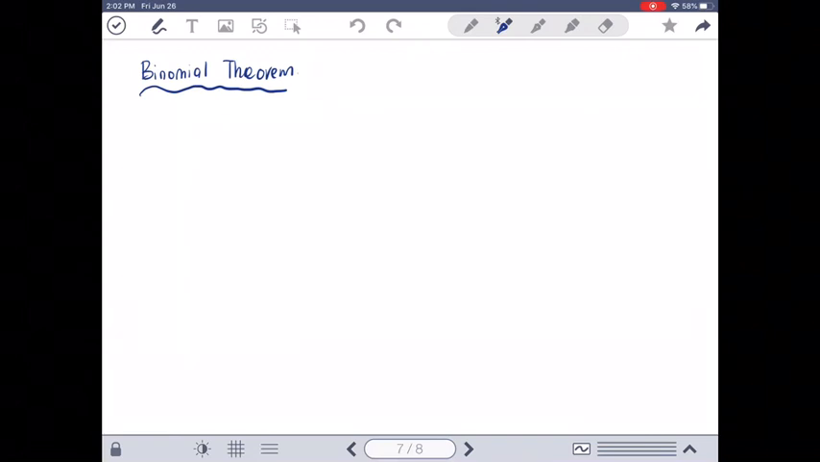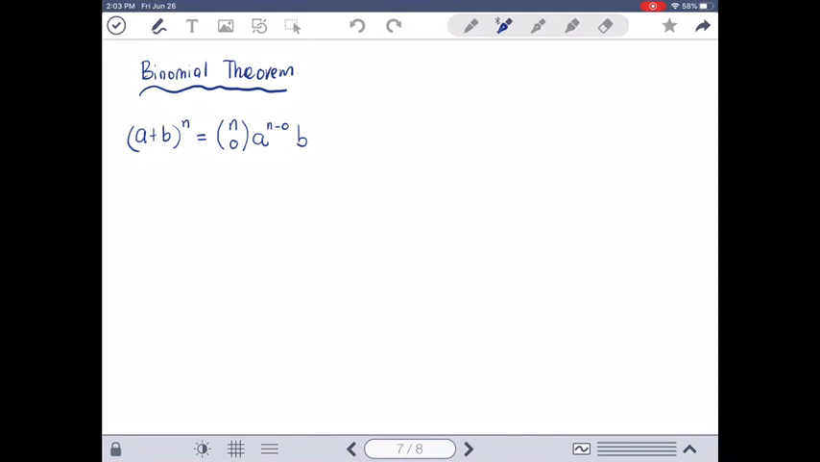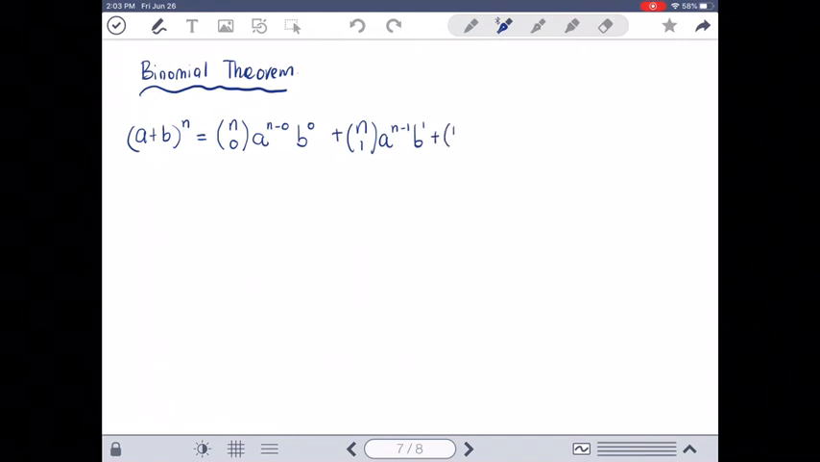Now we are going to have a look at the binomial theorem. The binomial theorem states that if we want to expand a binomial, say (a plus b) to the power of n, this is just equal to, start with nC0, a to the power of n minus 0, b to the power of 0, plus nC1, a to the power of n minus 1, b to the power of 1, plus nC2, a to the power of n minus 2, b to the power of 2, plus, you can see a pattern, and the pattern goes on until the last term, which is just nCn, a to the power of n minus n, b to the power of n.